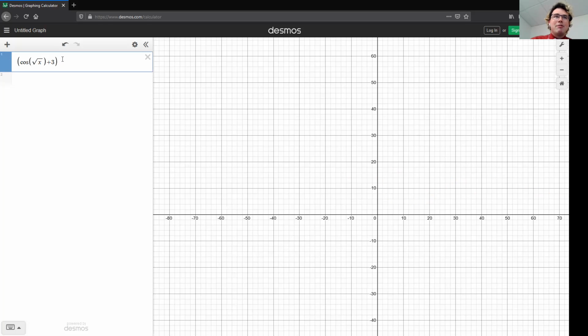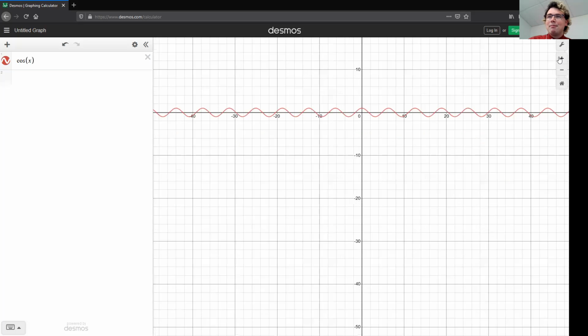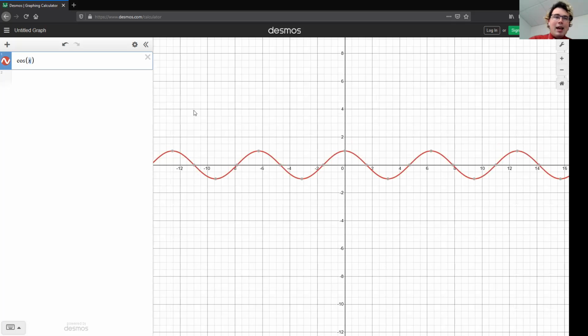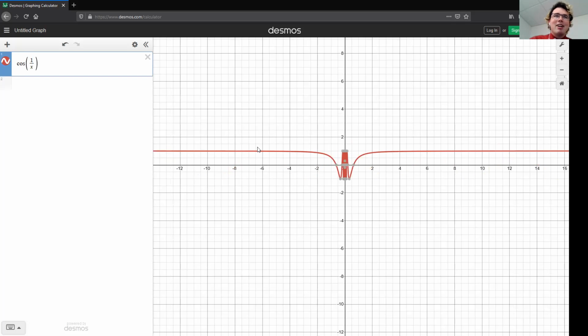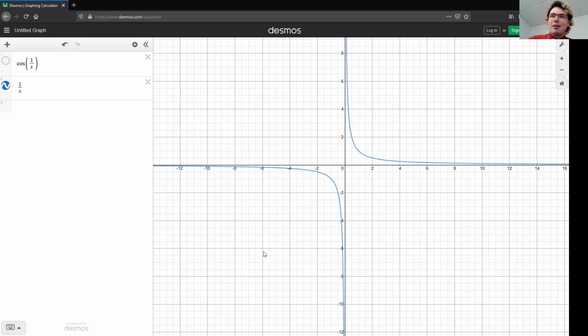To return to an example I've used before, let's have cosine be the outermost function. So I'm just looking at cosine of x. Let me zoom in a bit. And I'm going to put a different function inside of the cosine. I'm going to put in 1 divided by x. Now, the graph of 1 divided by x looks like this in blue. Turn off the cosine there. So this is continuous, except at the coordinate x equals 0.